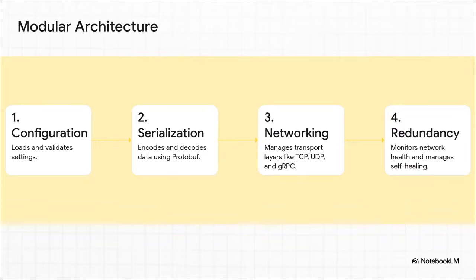So let's see how this all clicks together inside the framework's architecture. It's really elegant, broken down into 4 clean, modular parts. First, the configuration module boots up and loads all the settings. Then, the serialization module jumps in and uses ProtoBuff to package up the data. Next, the networking module takes over and handles the actual transport. And the whole time, this crucial redundancy module is just sitting there, constantly watching the network's health, ready to jump in the second something goes wrong.